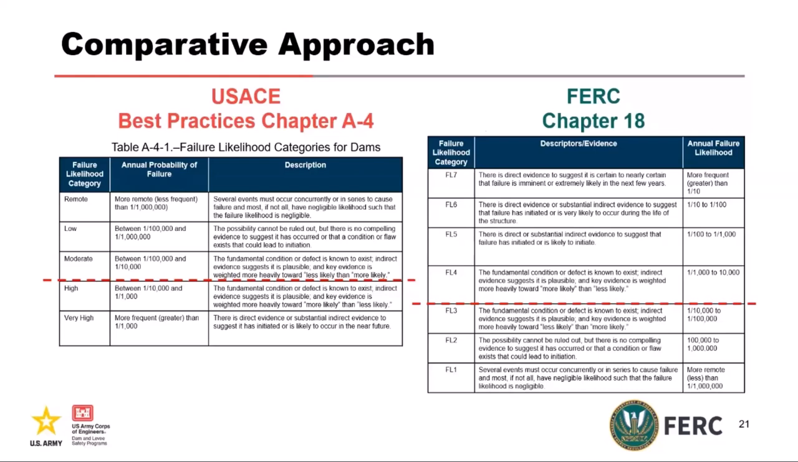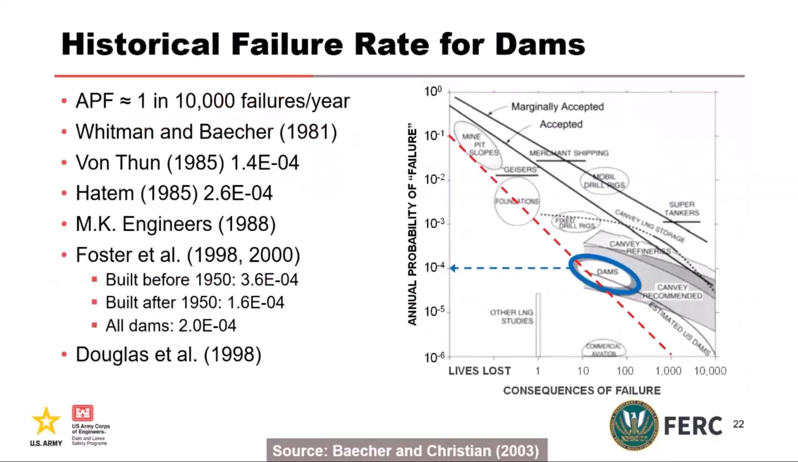For FERC, chapter 18 has a little bit of a longer table, but it has failure likelihood categories, FL1 through FL7. And it has a description in there, and then what it means in terms of annual probability of failure. So this is a good way to do a gut check about where you're at when you ultimately plot the total probabilities.